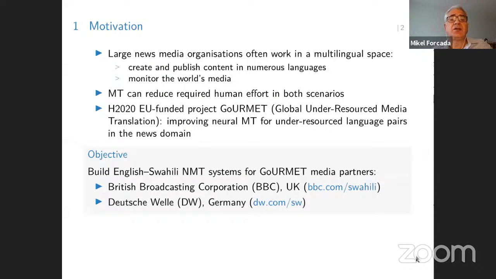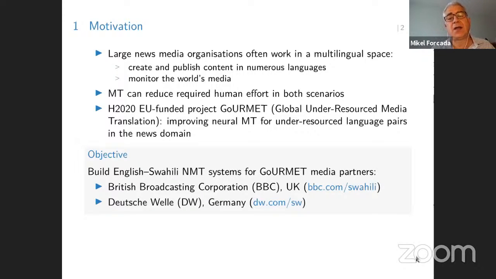So the motivation is clear. Large news media organizations often work in a multilingual space, which means that they have to either create and publish content in numerous languages or monitor the world's media, which come in different languages too. We hypothesize that machine translation can reduce the required human effort in both scenarios.